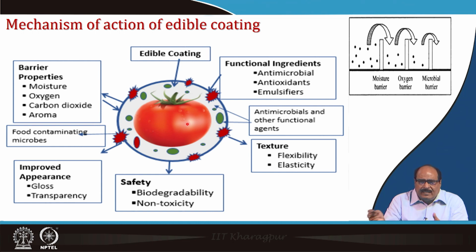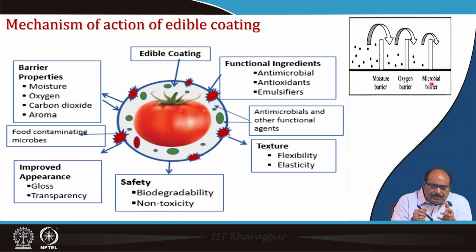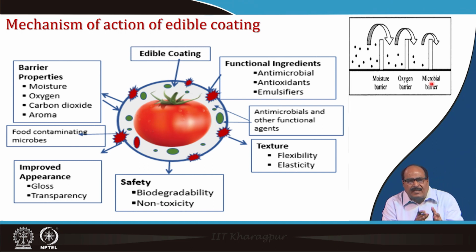Here you see that it is this thin film which is applied on the food. It provides a barrier to moisture, a barrier to oxygen, even a barrier to microorganisms. In this coating, various functional ingredients, antimicrobial ingredients, etc. can be added. And it can be applied in such a way that it will improve the gloss or transparency of the food, and even provide barrier properties.